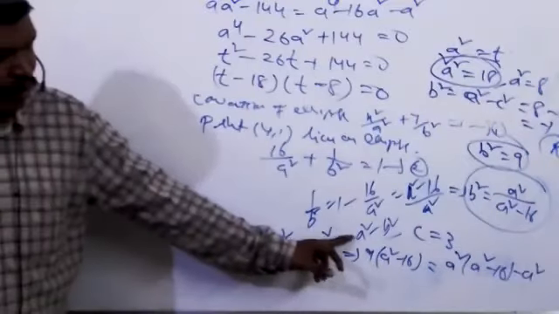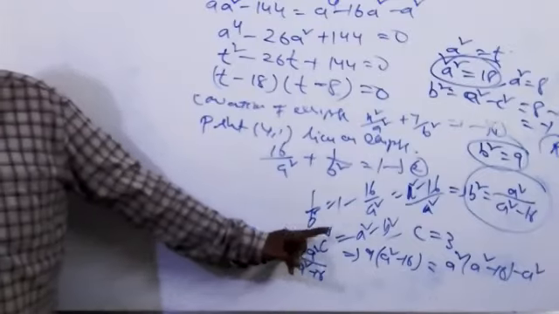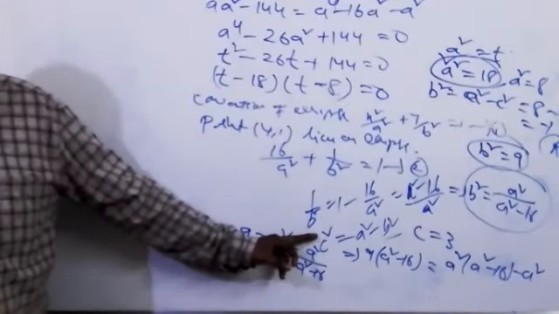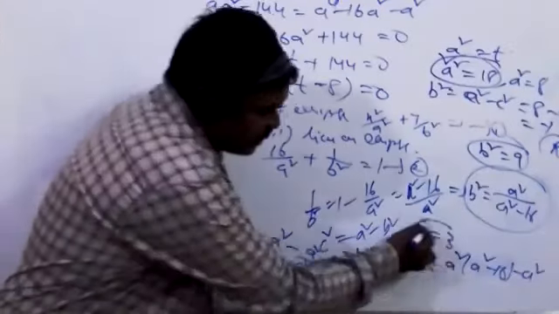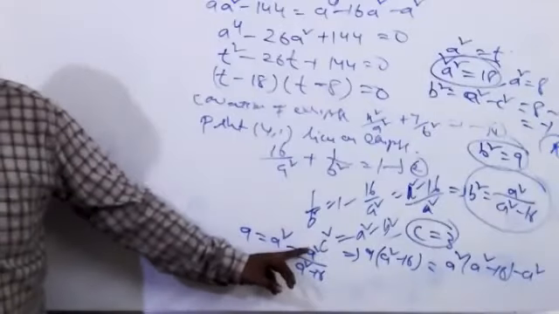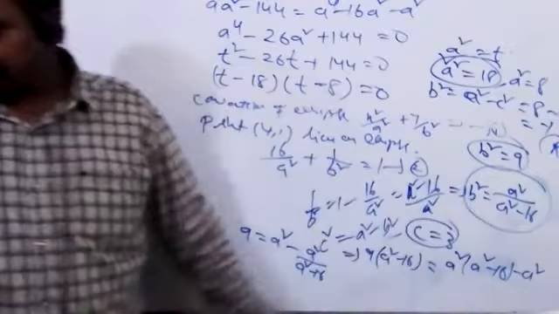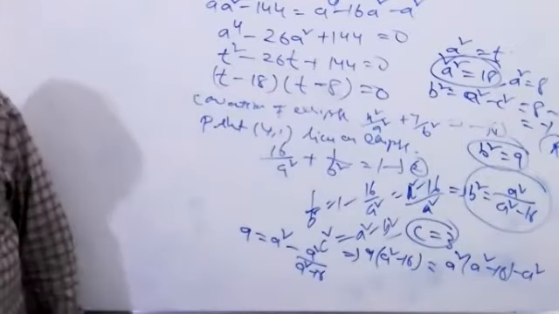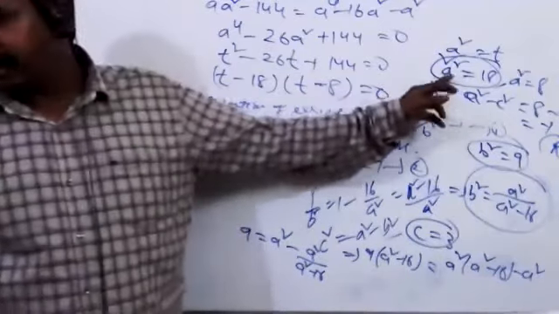Then c square is equal to a square minus b square. Since c square is equal to a square minus b square, c is given already, 3. C is equal to 3. Now substituting here, 3 square is 9. 9 minus a square minus b square. Substituting here, we will get a square value. A square is equal to 18.